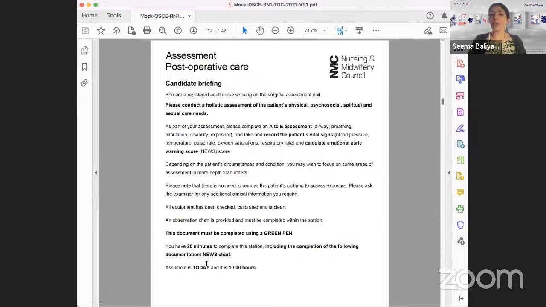It tells you to assume it is today and it is 10 o'clock in the morning. So it will give you the time, date, your role, what you have to do, and what you have to complete. So it is going to tell you your task completely. So please make sure that you read it properly, so that you understand what you have to do, what your scenario is, and what instructions you have to follow.